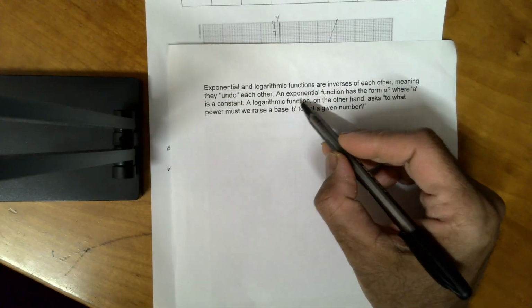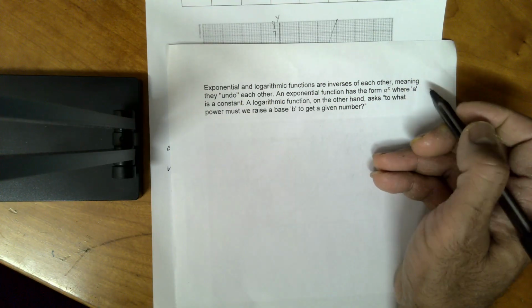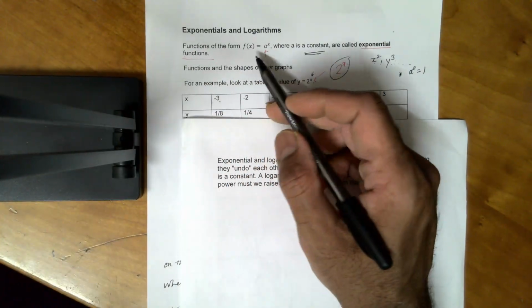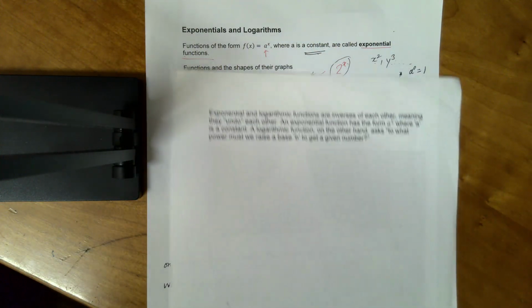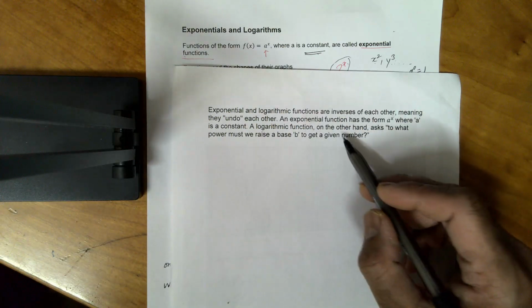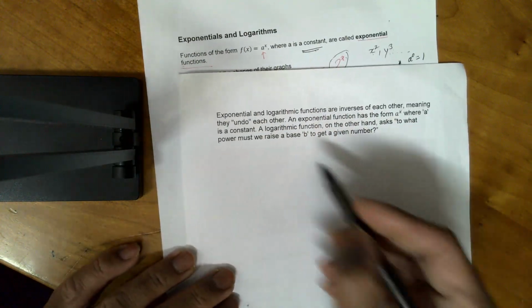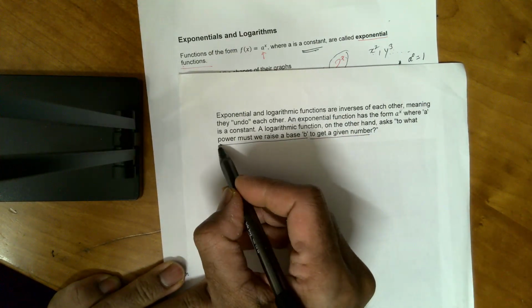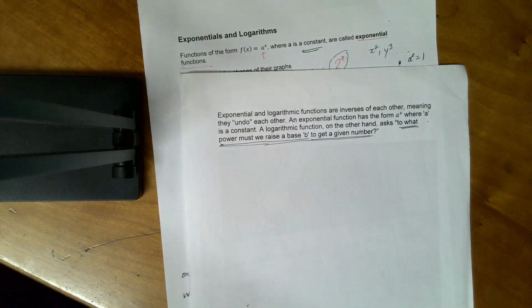You see, in the exponential function, you have a form a to the power x, where a is constant. This is what we have already discussed up here, where the function f(x) equals a to the power x, and a is constant. Now, the logarithm function, on the other hand, asks to what power must we raise a base b to get the given number. This is what I have to explain to you, so just bear with me, please.